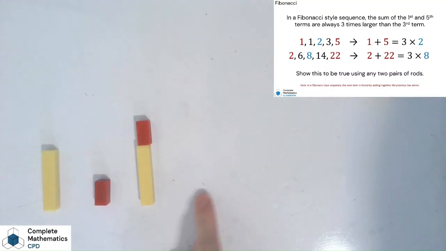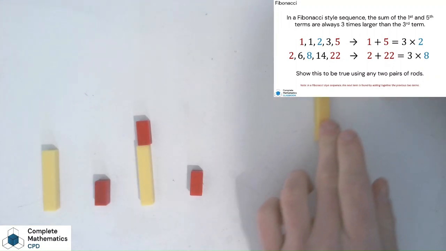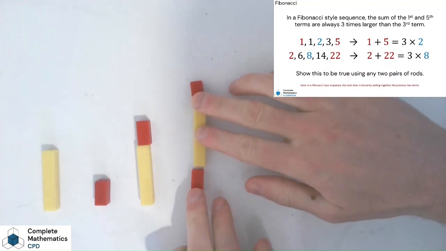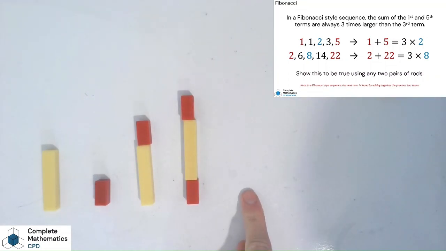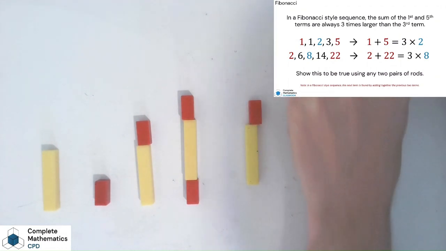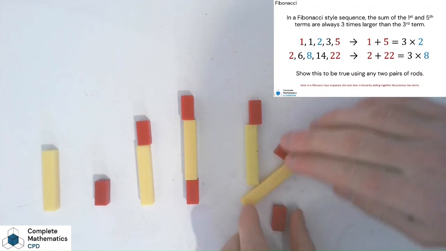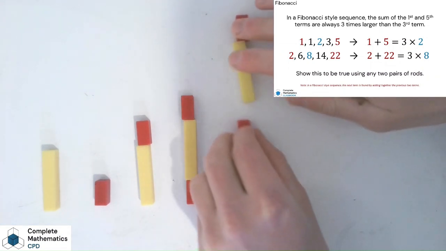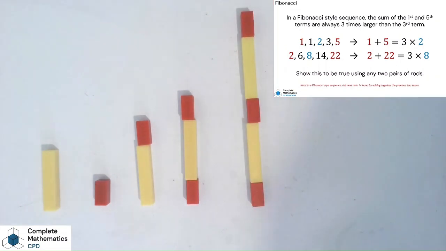Now the fourth term will be the second and the third term added together. So there's the second term, and let's add on the third term and we get this length here. And then finally we need the fifth term, so I need to add together the third and the fourth term. So there's the third term and there's the fourth term, and if we add those together, I get this long length up here. There we go. So there's the third and the fourth term added together.